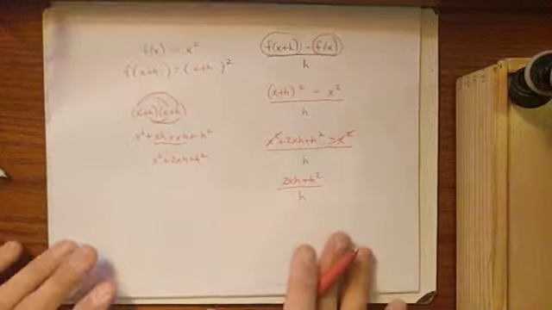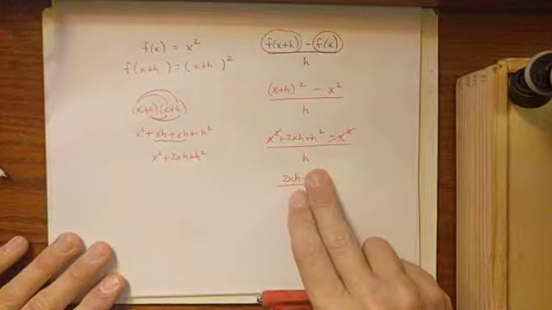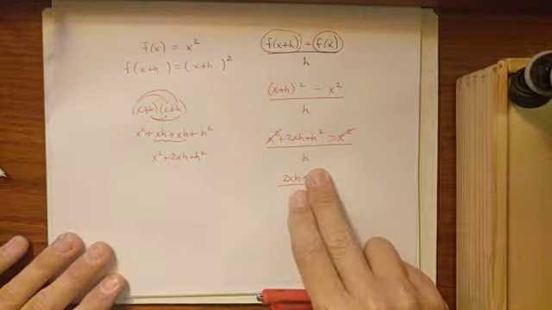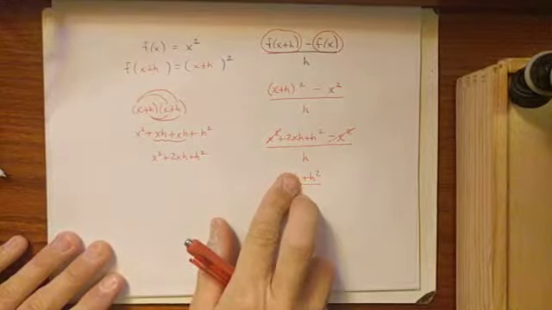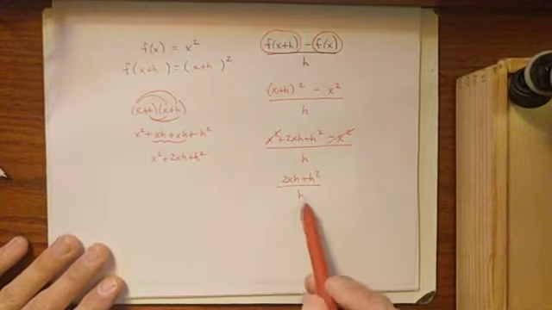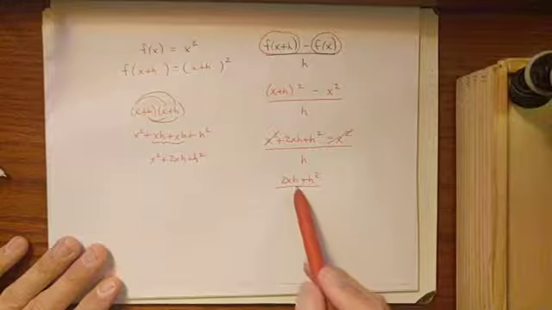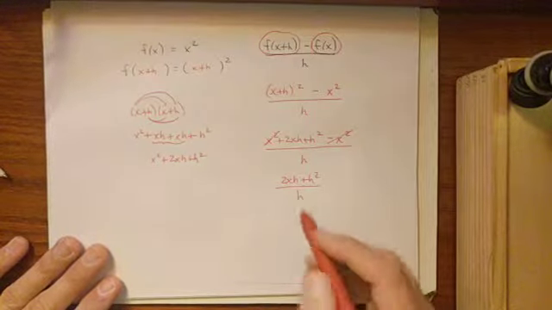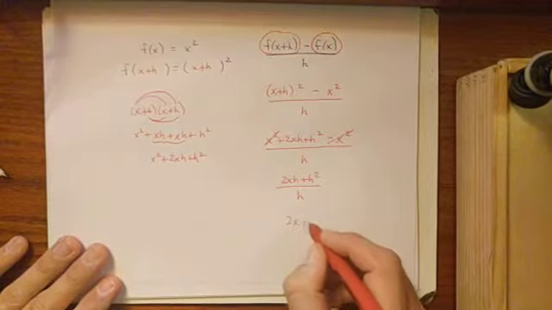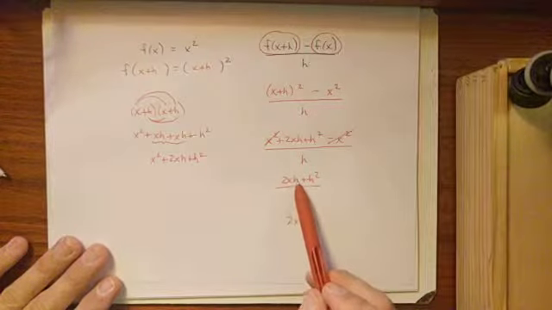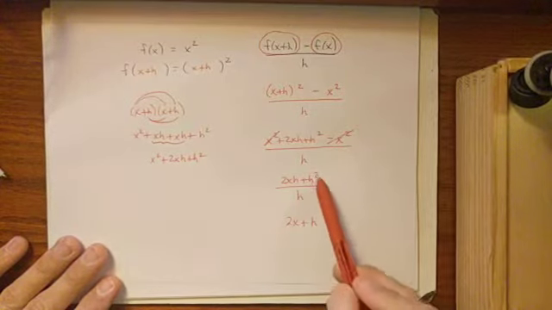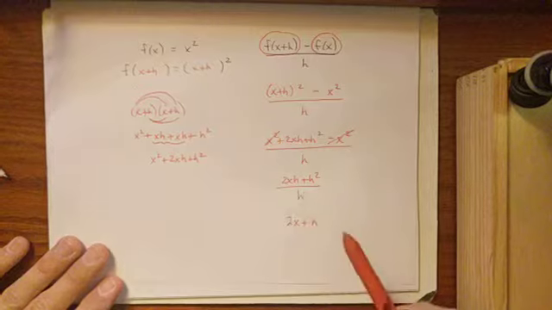All right, so notice that both of the terms in the numerator, that one and that one, both have an h. Well, dividing them both by h means that one of the h's cancels out in each one. So the answer to this is 2x plus h. 2xh divided by h is 2x, and h squared divided by h is h.